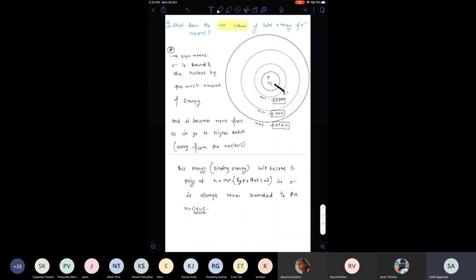All of you understood this? Negative sign means that electron is bounded to the nucleus by that much amount of energy, and that particular magnitude of energy is decreasing as we go away from the nucleus. It will become completely free at n equal to infinity, but that is a hypothetical value. That means electron will never become free on its own. Very good, Pratyusha. I was coming to that only. Matlab, it will never become free on its own. Understood?